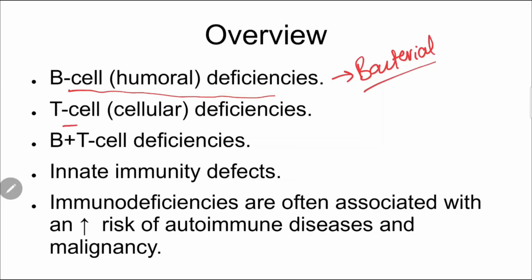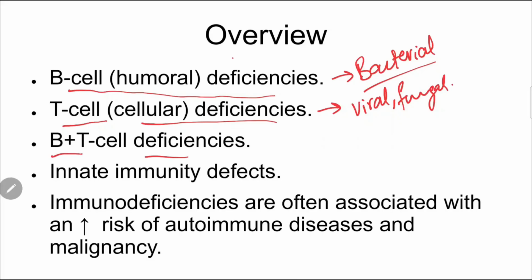Next, you will have the T cell or cellular immunity deficiencies, right? T cells are responsible for your cellular or cell-mediated immunity, and you know that that is particularly effective against viral or fungal infections, right? So intracellular infections. Next, you have B plus T cell deficiency. So your B and T cells are going to be deficient, and obviously you will be infected with bacterial, viral and fungal infections, so all of them, right? And they are very severe.